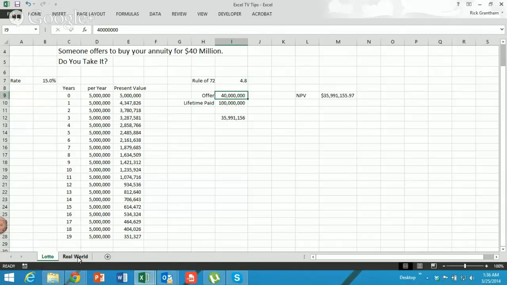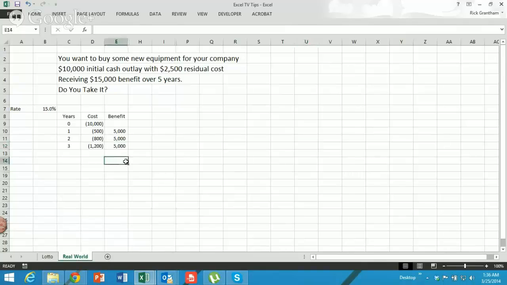What does that mean to a person running a business? Let's say you want to buy some new equipment for your company.